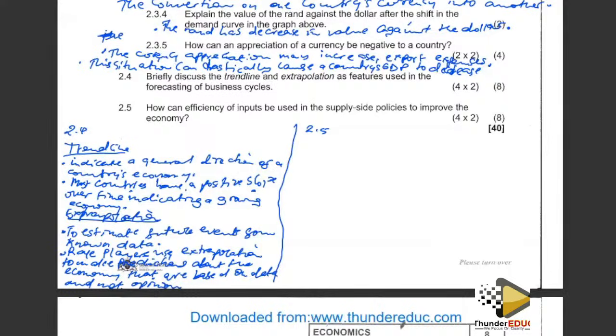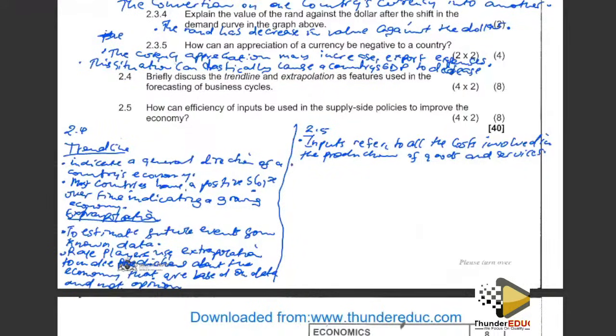Okay, right, grade 12. So now we're saying that the inputs refer to all the costs involved in the production of goods and services.